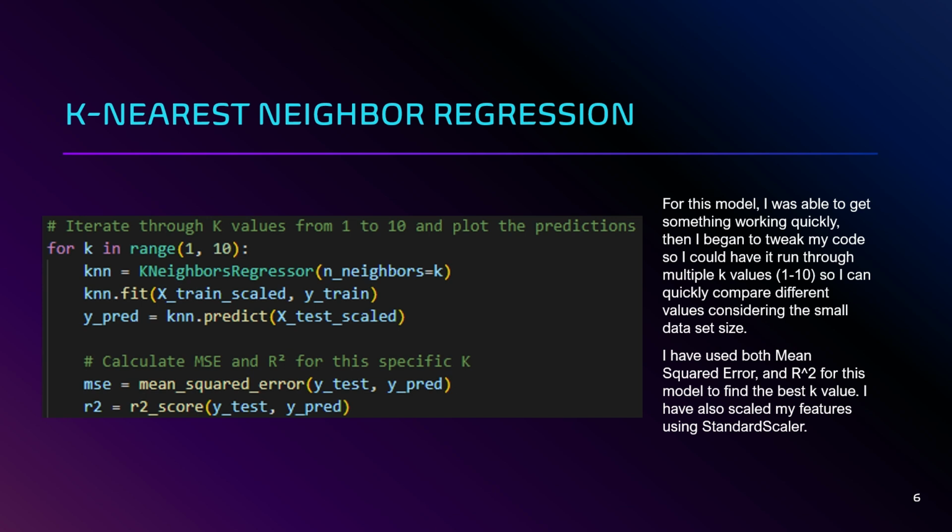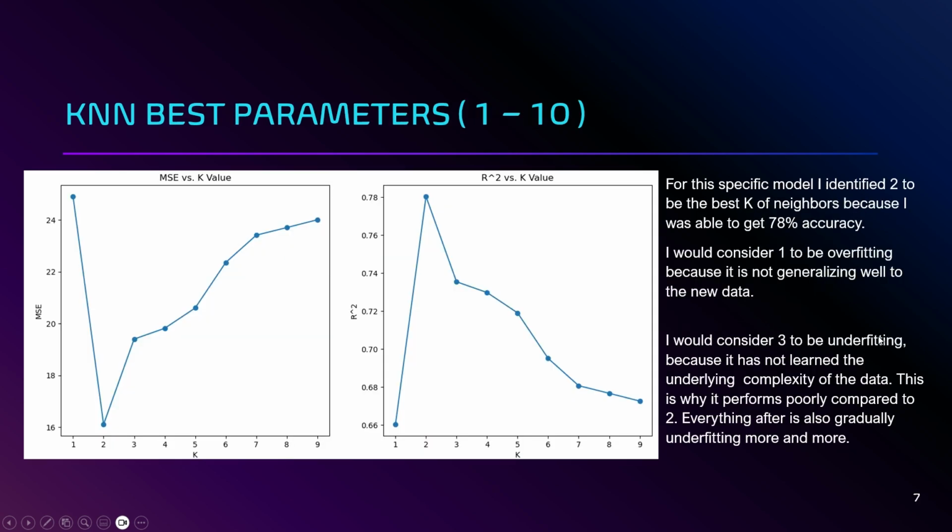I used both mean squared error and R squared for this assignment to find the best k value, and I also scaled my features using the standard scaler. For this model, I identified 2 to be the best k of neighbors because I was able to get 78% accuracy. I would consider 1 to be overfitting because it's not generalizing well to new data.